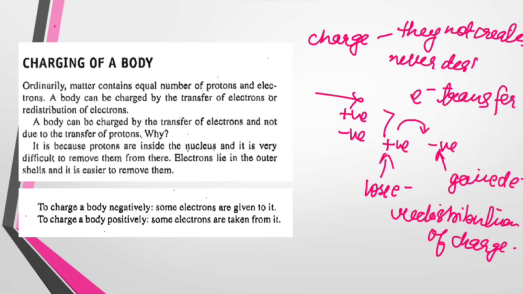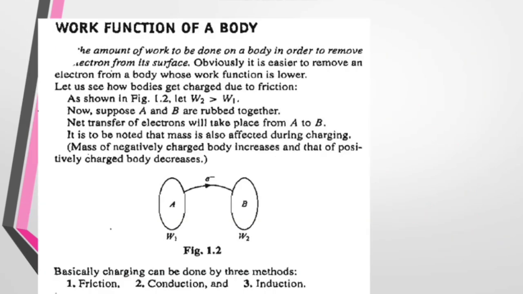This is very important: how can I charge a body negatively? By giving some electrons to it, so it gains them. And how can a body be positively charged? We take out some electrons from it, meaning the body should lose some electrons, right? Okay, now the work function of a body.